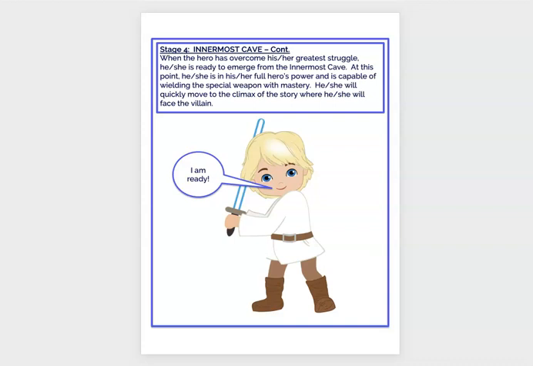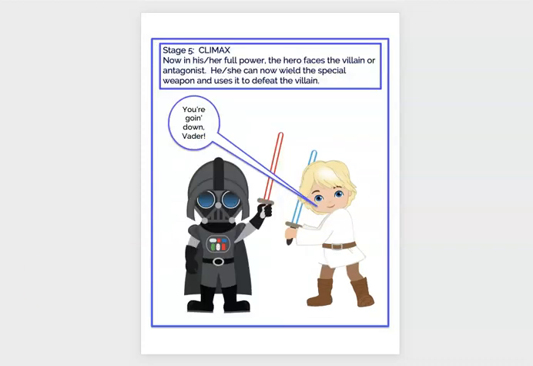Or it's a dark forest. Or it's a cave. Or it's a basement. So when they emerge, they are in full hero's power, and they are ready to go and do what? Face the villain. The villain is what the hero confronts at the climax of the story. And now in his or her full power, the hero faces the villain or the antagonist and can wield the special weapon and use it to defeat the villain, or in the case of the transcendent hero, to be sacrificed and transcend, have a moment of transcendence.